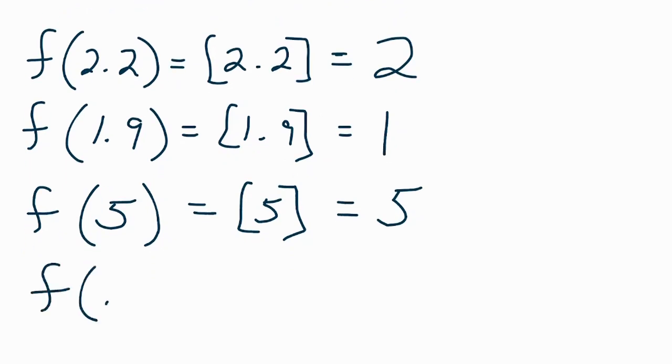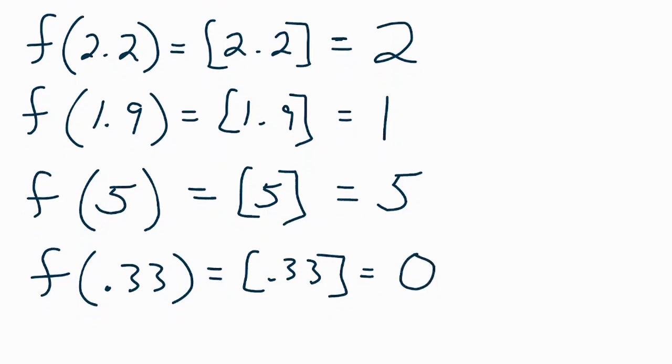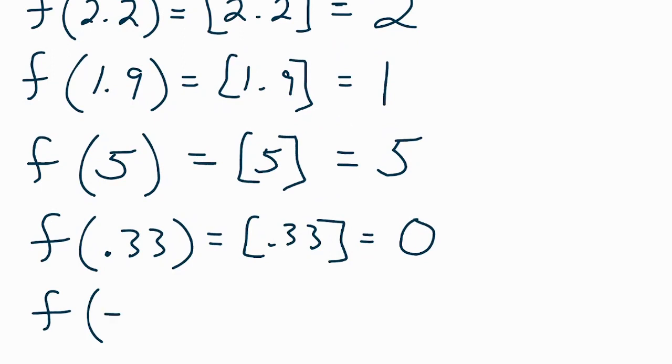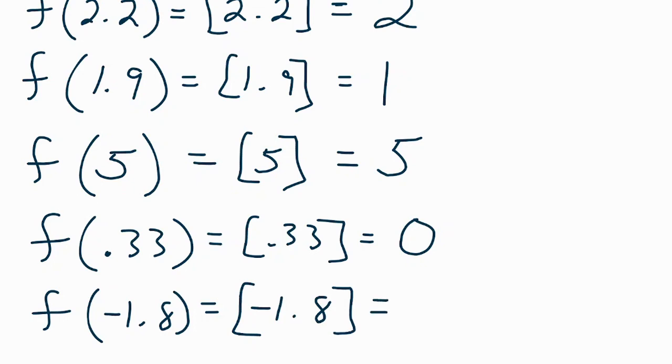What happens if I want to find the greatest integer that's not greater than 0.33? That's right, it would be 0. And finally, what if I wanted to do a negative? Now here's where you want to be careful when you think about rounding down, because what does that mean for a negative number? The greatest integer that's not greater than negative 1.8 would have to be negative 2, because that's definitely less than negative 1.8, and it's the closest one. So again, it fits the definition.